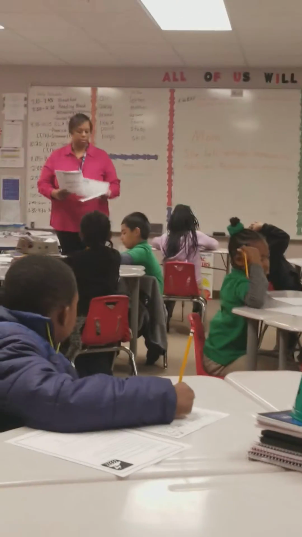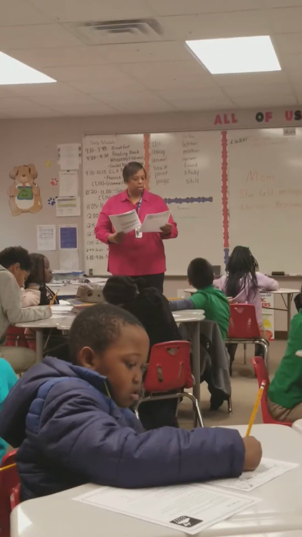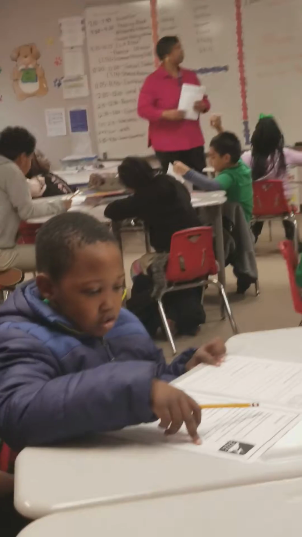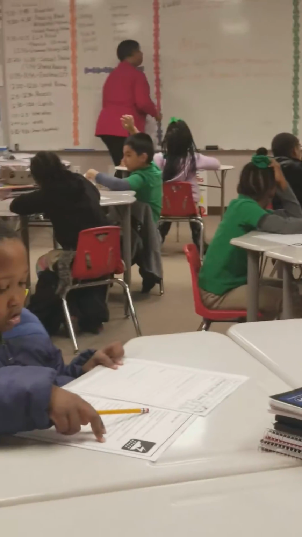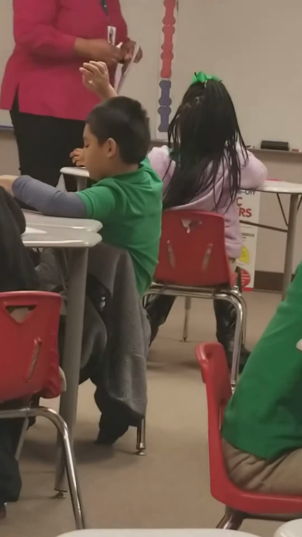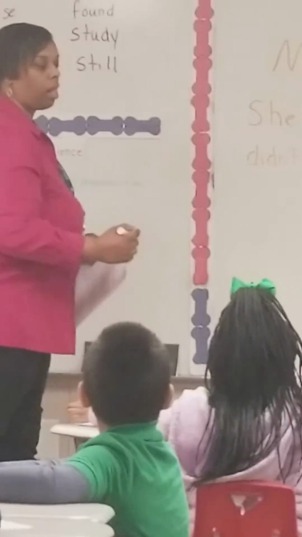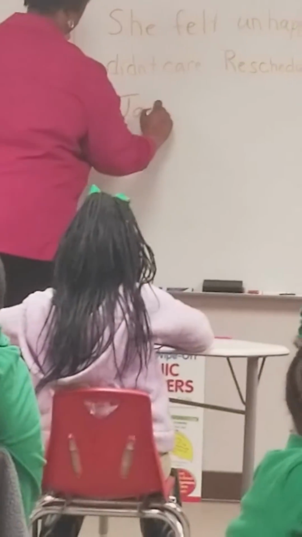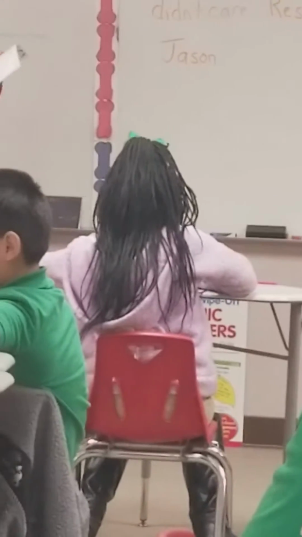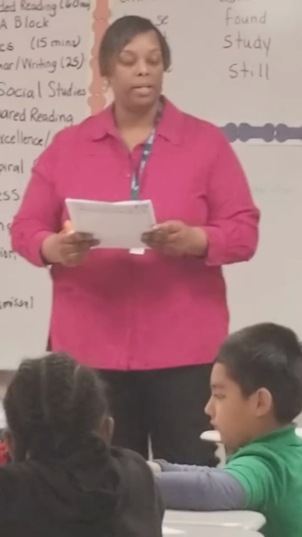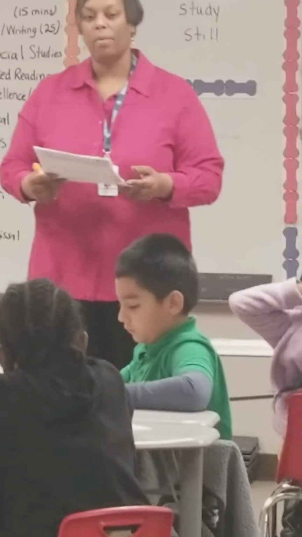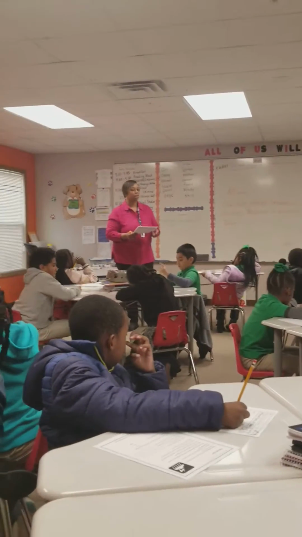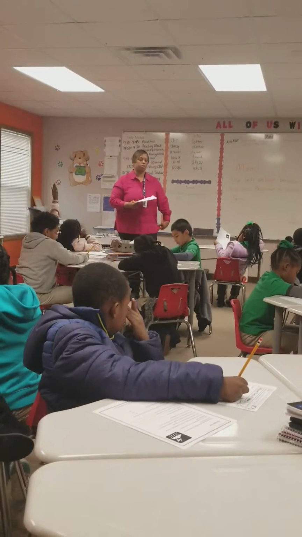Let's go to the next character. Character 2. Who would be character 2? Giselle, who would be character 2? Just give me the next character. Jason is the next character. Alright, so now we're talking about Jason. Now we need to find out what does he think or say. Now we gotta find out how does the character say something. Gotta find out his tone. And what does the character do?